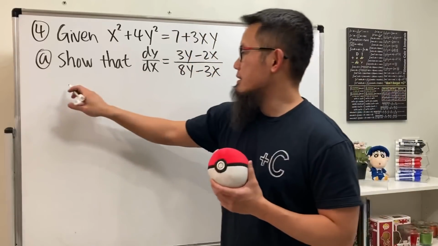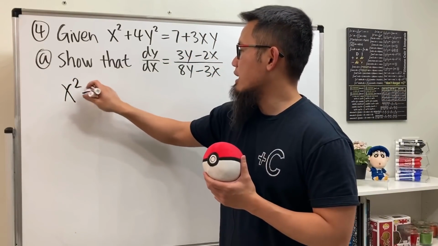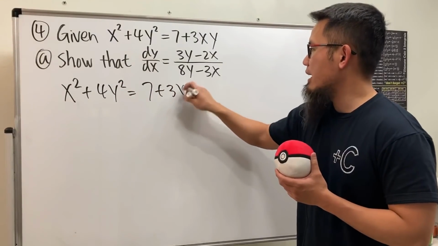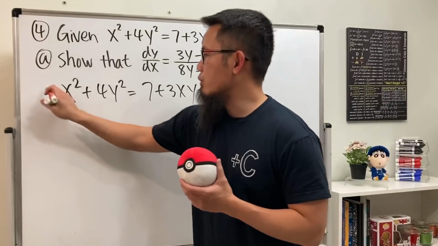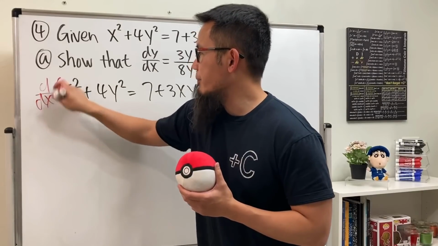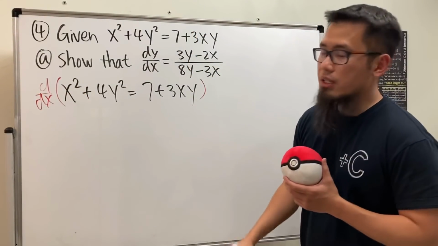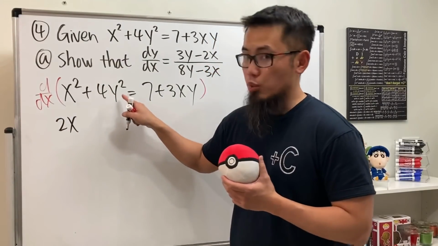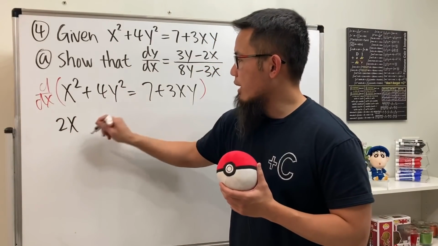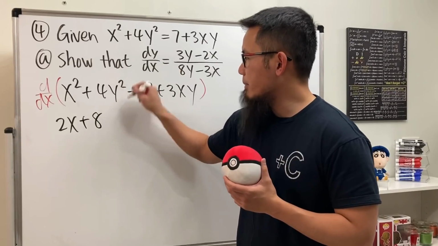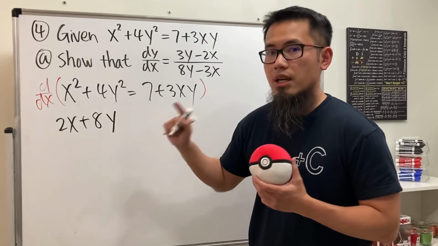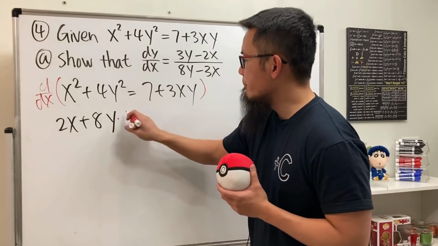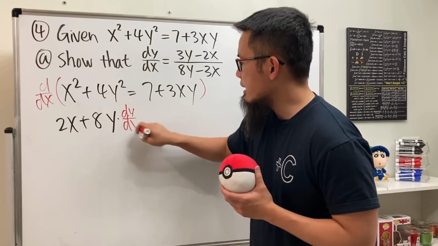I'm just going to do implicit differentiation. So let me just write that down again. So x squared plus 4y squared equals 7 plus 3xy. And usually I would like to put down d/dx here. Again, implicit differentiation. The derivative of x squared is just going to be 2x. And the derivative of this, bring the 2 to the front. So we get 8, right? And then minus 1, so we have y to the first. But y is a function of x. Here we have to multiply by dy/dx.